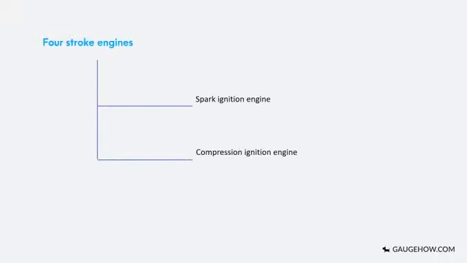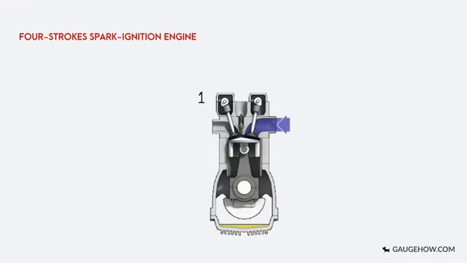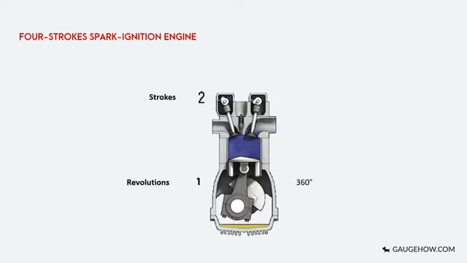In 4-stroke engines, there are two types: spark ignition and compression ignition engines. The working principle of the two is similar, but with some fundamental differences. We will discuss each one by one. The first is the 4-stroke spark ignition engine. In this engine, the cycle is completed in 4 strokes of the piston.